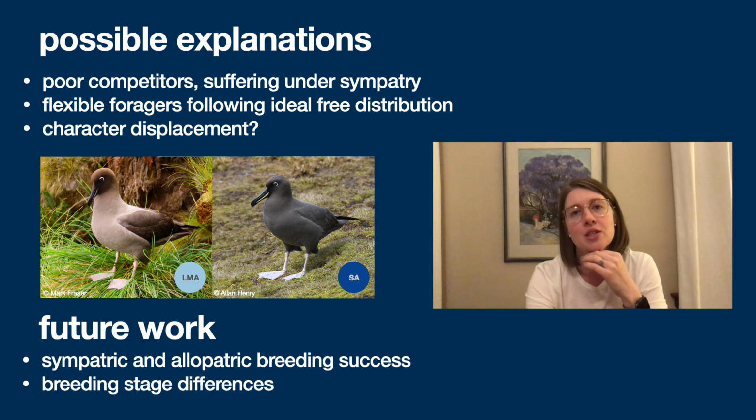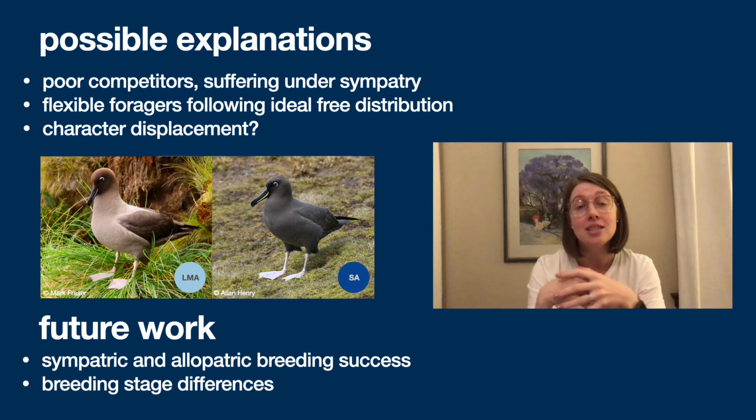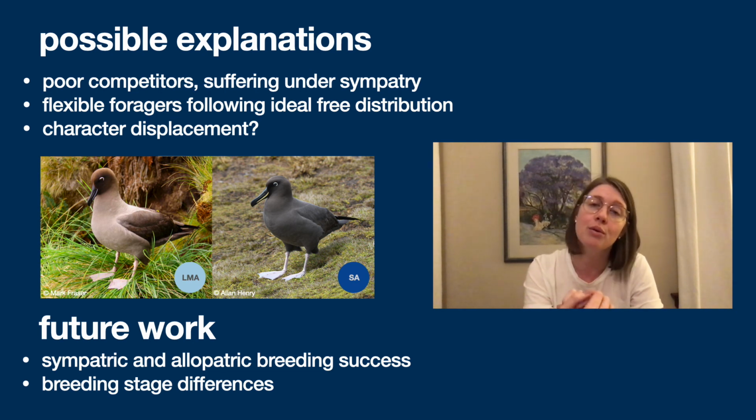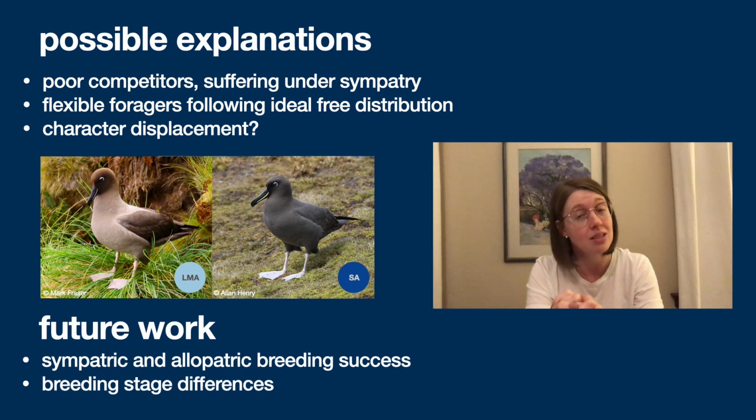So the next step here is to work out if we can identify any quantitative difference in factors like egg weight, chick growth rate, or breeding success that might hint as to whether or not these warm water trips are more costly for sooty albatrosses breeding in sympatry, or if there's some kind of compensation occurring. I'm also working on repeating these analyses across different breeding stages because these sorts of birds often show quite different foraging behaviours at different stages in their breeding cycle.